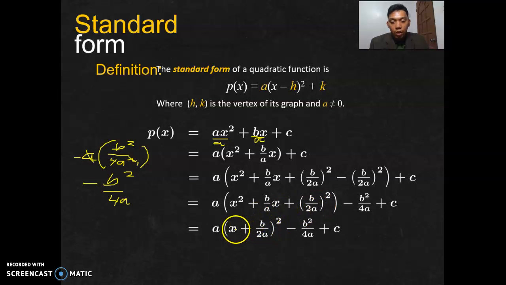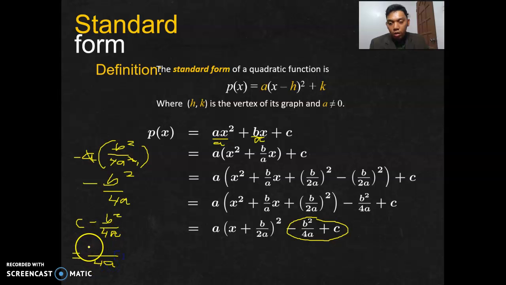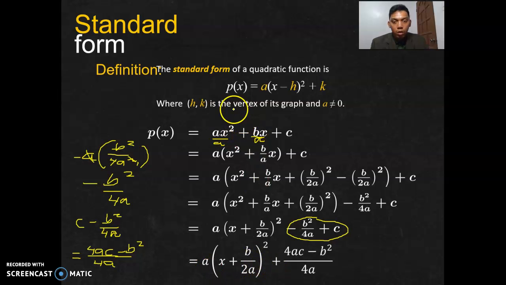So we have a quantity x plus b over 2a, then square, minus b square over 4a plus c. But notice that these two here can be combined, and which can also be rearranged as c minus b square over 4a. So if we try to combine that together, that becomes what? So the LCD is 4a, so yeah, it's 4ac over b square. So if we try to write it in the vertex form, this will be the result.